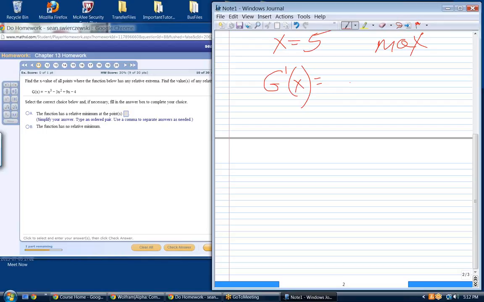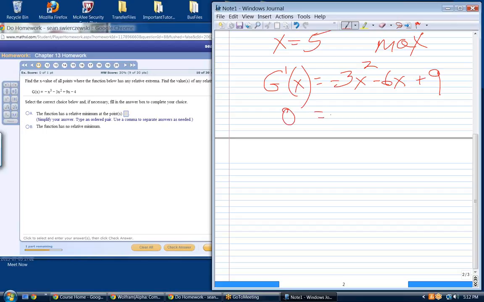Term for term, it would be negative 3x squared. In other words, take the 3, multiply it by the 2. Okay, what's the next term? Negative 6x plus 9. So that's the first derivative, and we know that all relative extrema are going to occur when this is equal to 0.